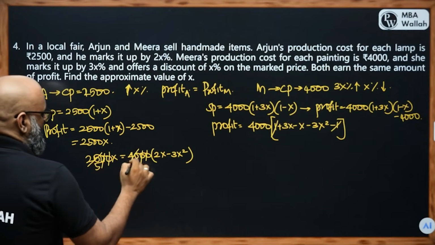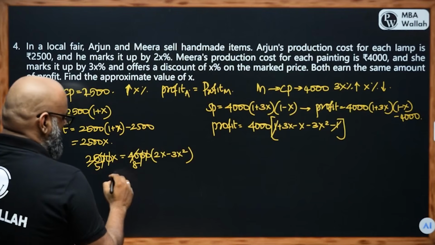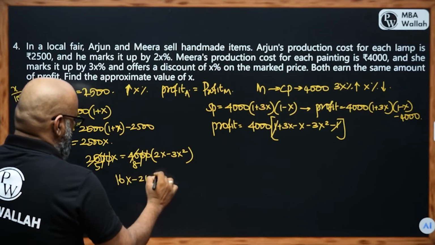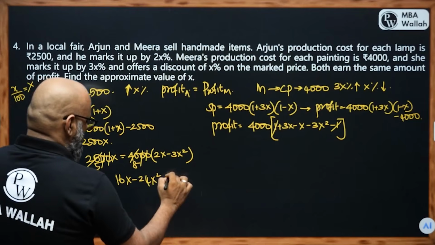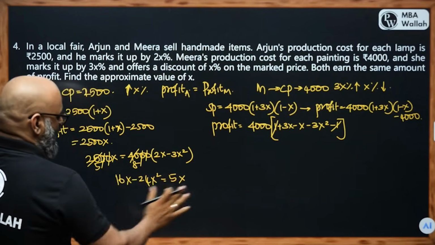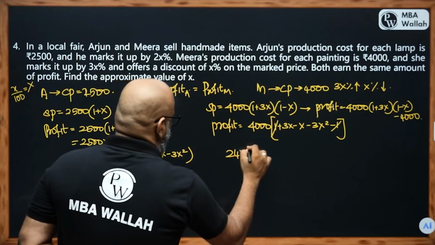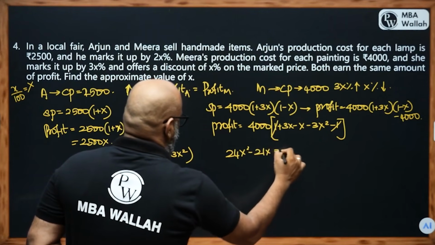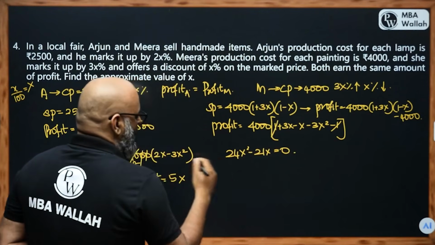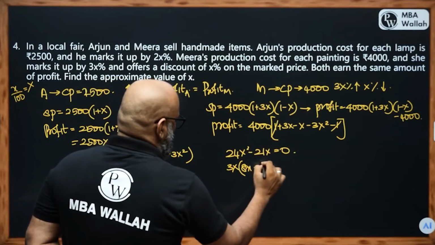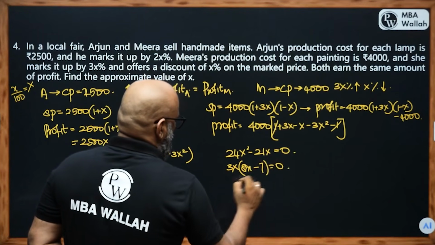This is 5 times, this is 8 times. Multiply this inside. 16x minus 24x square is equal to 5x. So bring everything over here. You will have 24x square minus 21x is equal to 0. Take out 3x common. So this will become 8x minus 7 equals to 0.